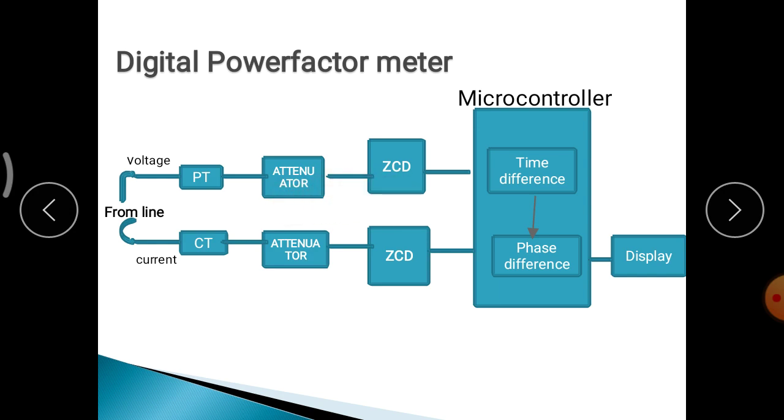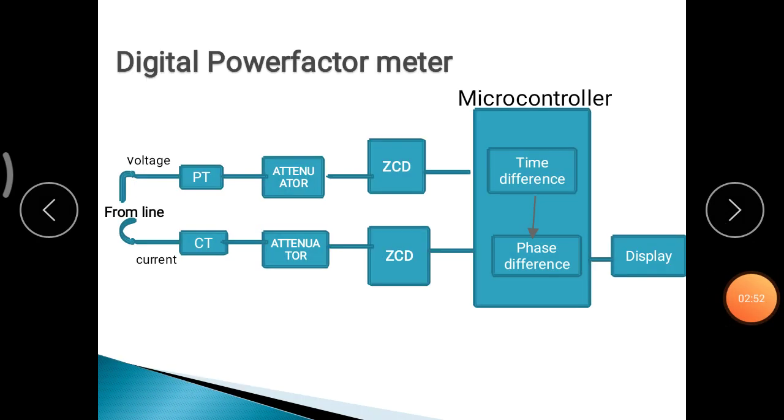ZCD is the zero crossing detector. As the name itself indicates, it detects zero crossing. What will it do? Crossing of the zero line. Assume the sine waveform of your voltage waveform. Whenever it switches from positive to negative, that switching instant on the zero line, the time line, call it point A. At that time it detects and sends an interrupt to the microcontroller to start the counting. This is the first step.